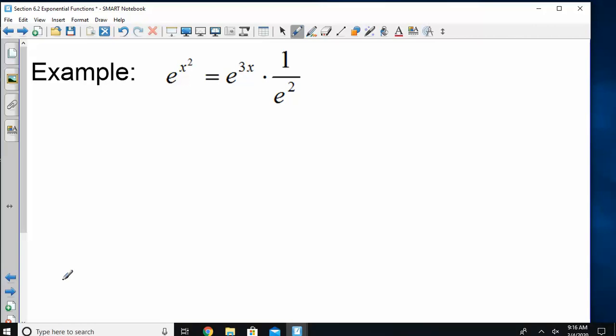What would I do? You could. That would work. You could also, if you wanted to rewrite 1 over e squared, turn it into e to the -2. So both options will get us to the same point. And then when you multiply those e's, what do you do with your exponents?